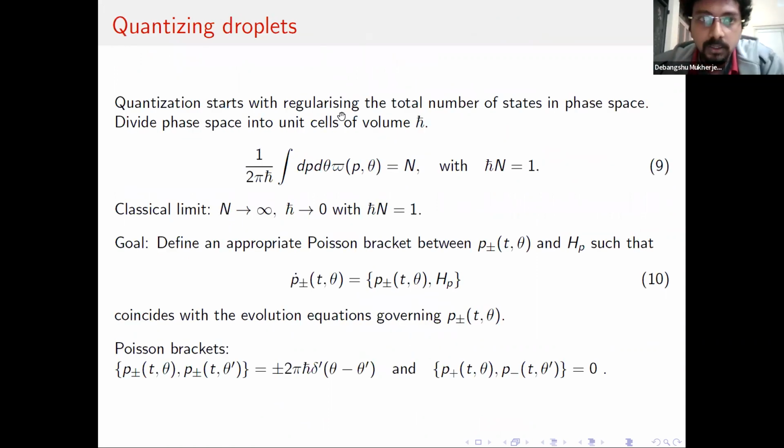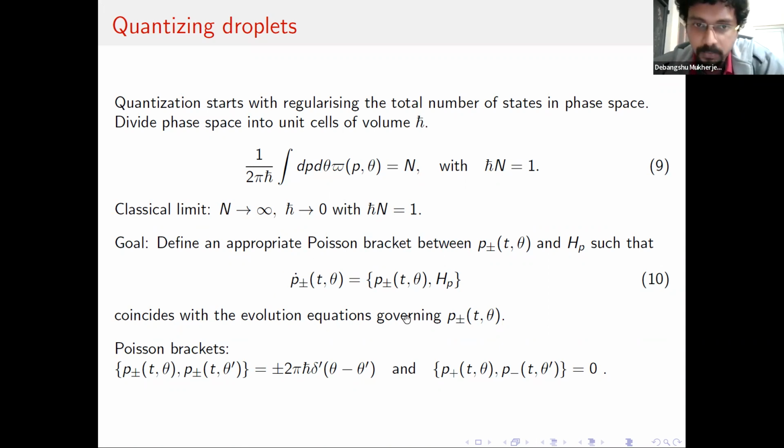Okay. So before I delve into it, what do I mean by quantization? By that, I have to regularize the total number of states in phase space. So I divide my phase space into unit cells, each of volume h cut. And this is how I define my quantization. And the classical limit is essentially n going to infinity and h cut going to 0, such that h n is equal to 1.